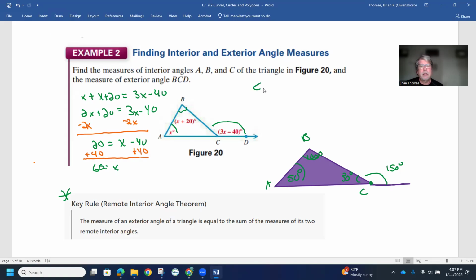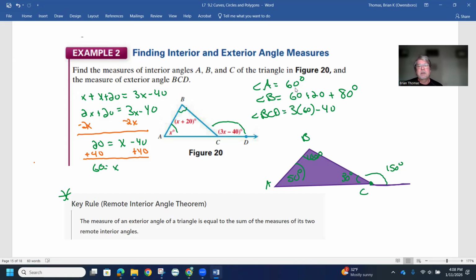So angle A would be 60 degrees. Angle B would be 60 plus 20, which is going to give me 80 degrees. And then for this exterior angle, we may have to use angle BCD, since it's not clear which angle we're talking about. So BCD is this exterior angle. Thus, it's going to be 3 times 60 minus 40.